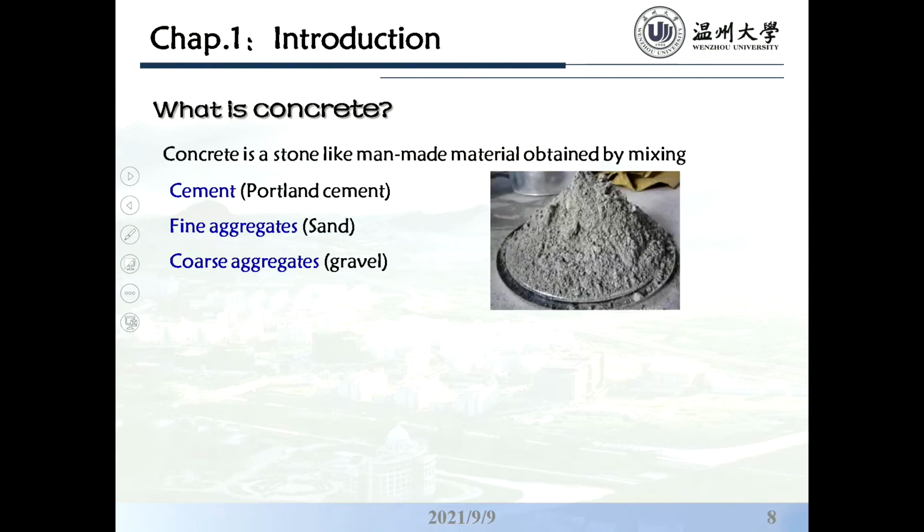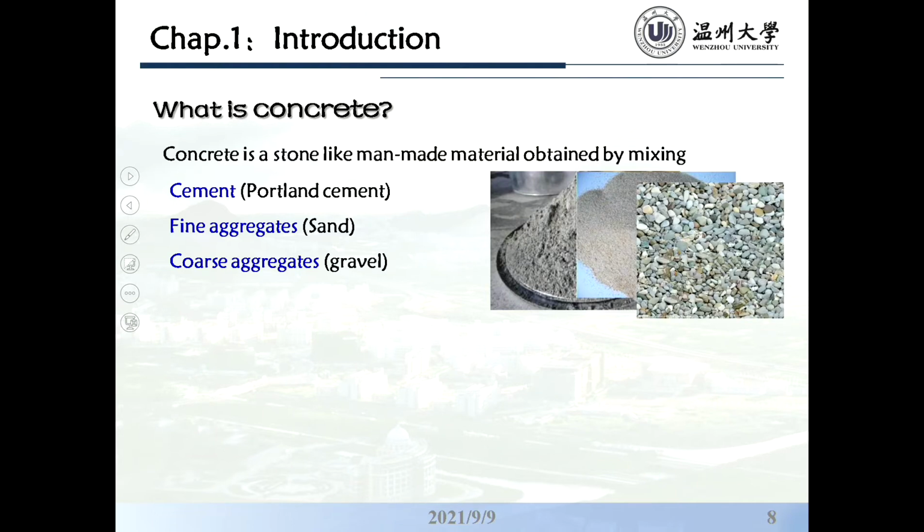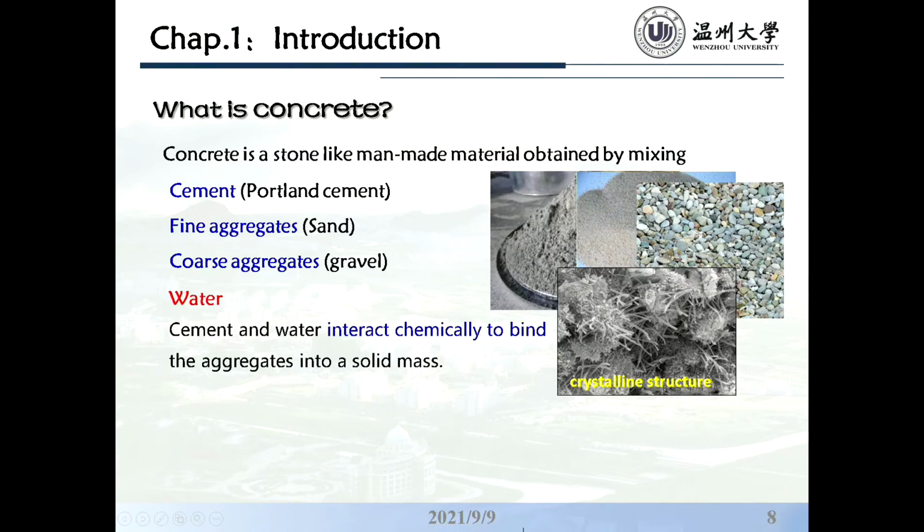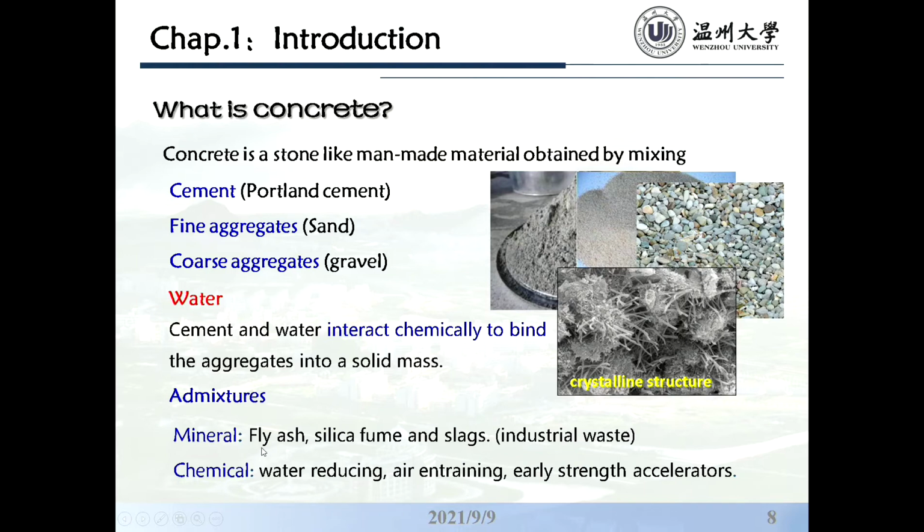Mineral admixtures are like mineral, fly ash, and industrial waste. This mineral added in concrete can replace some of the cement. That's the purpose why we add the mineral in the concrete. Maybe it can improve the character of the concrete, but the purpose is to save the cement.